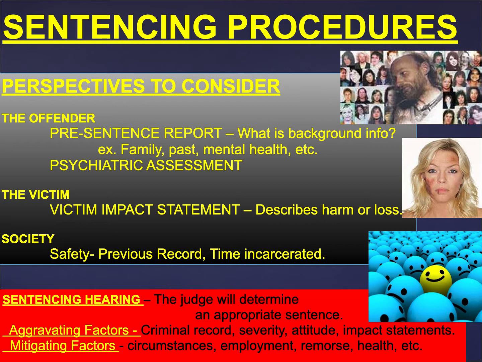What's the background? Family, past health. Do they have mental health issues? Is he or she in good financial standing? Do they have a criminal record or not? What are their school records? Do they have a license? Do they pay taxes? The pre-sentence report is just bringing all the documents, everything that is known about this individual, together to get a clear understanding of them.